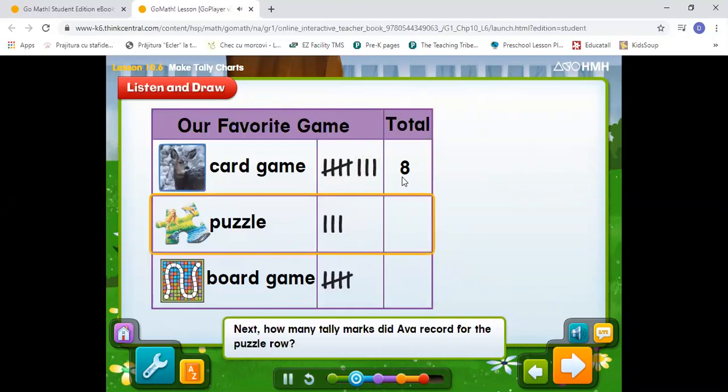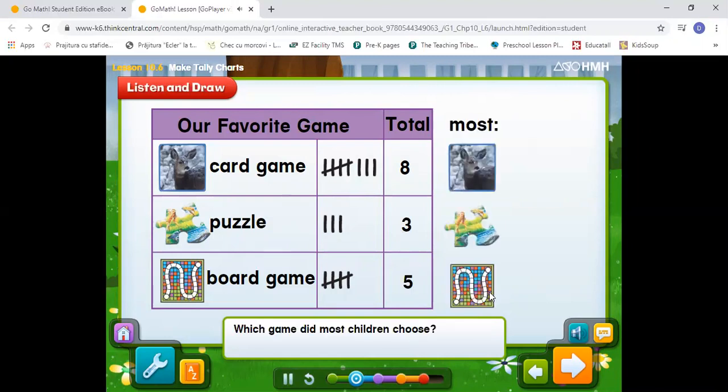Well done. Next, how many tally marks did Ava record for the puzzle row? This group of tally marks stands for 3. You can enter the total as a numeral. 3 children chose the puzzle as their favorite. Now let's count the board game row. This group of tally marks stands for 5. Let's show the total as a numeral. And let's click here to see 5. 5 children chose the board game as their favorite.